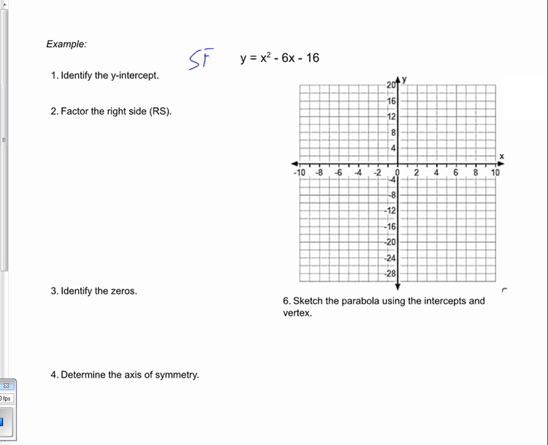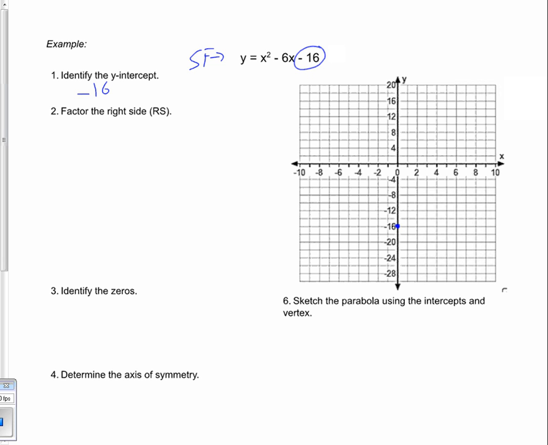So this is standard form of the equation, and the beautiful thing about standard form is that it tells us in the equation what the y-intercept is going to be, and in this case, the y-intercept is equal to the c value. So for number 1, when it says identify the y-intercept, it's at negative 16. So we can actually graph that just very quickly. We can plot that right here. So we know that the y-intercept is going to be here at 0, negative 16.